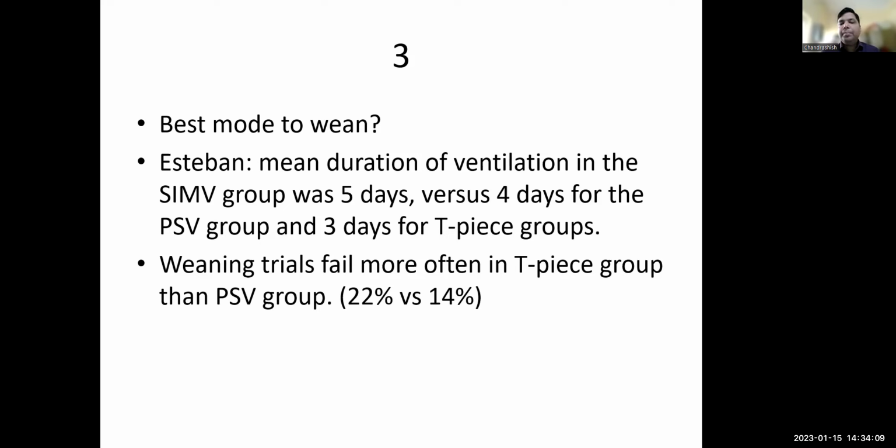However, when they compared pressure support, low pressure support, and the TPs group, they found that the weaning trials actually failed more often in the TPs group than the pressure support group, which was around 22% versus 14%, and which makes sense because there is a certain group of patients who are definitely going to fail a TPs trial, but might get weaned by a low pressure support, and then if you can put them on a ventilator.